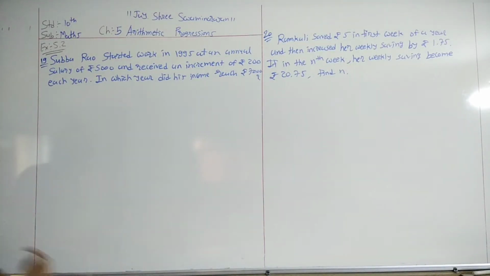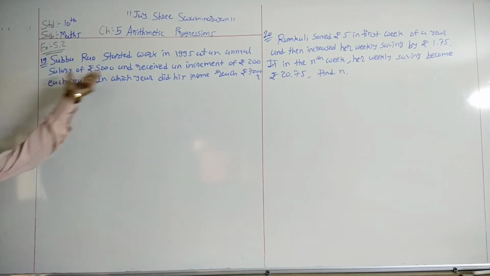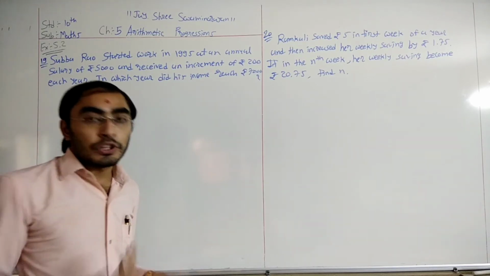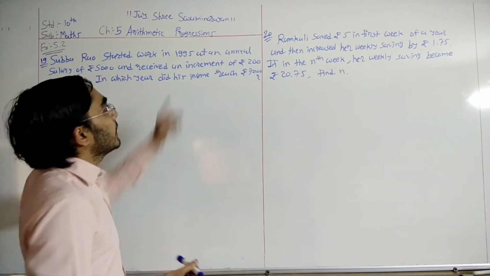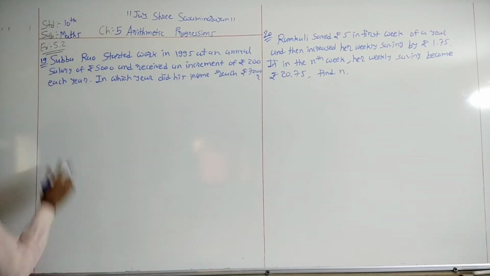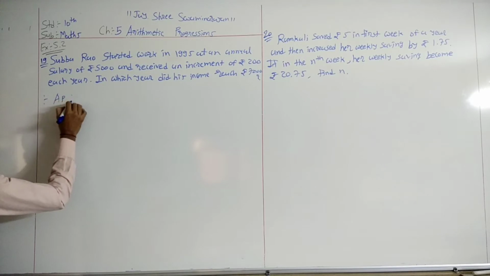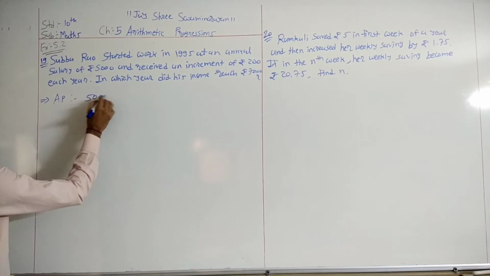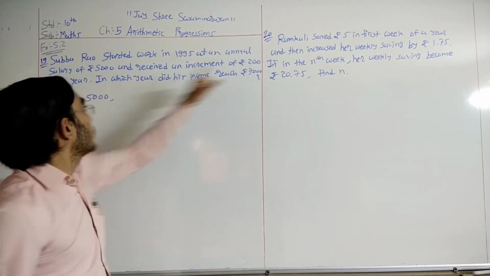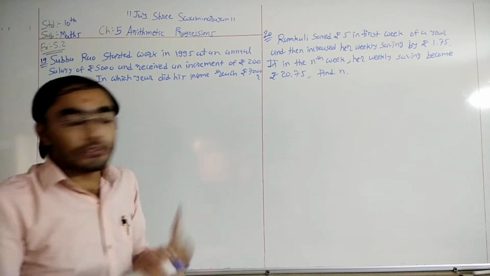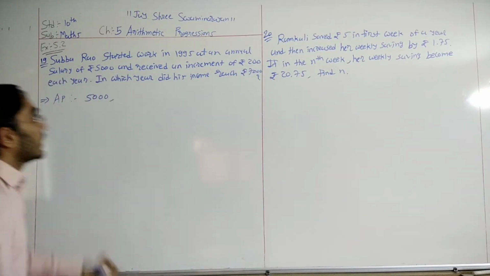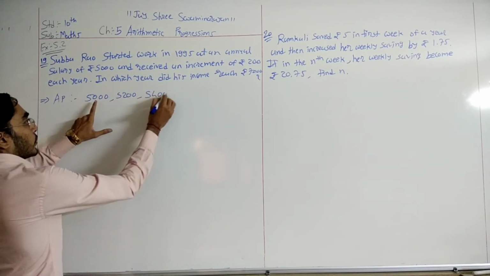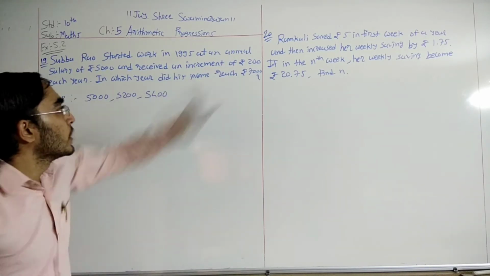Okay, Subbarao started working in 1995 at an annual salary of rupees 5,000. So here every time an increment is added, so this forms one AP. Every time the increment is rupees 200. That's why we can form the AP here. First of all, salary is 5,000, and he received an increment of rupees 200 each year. So each year his salary increases by 200. First year 5,000, next year 5,200, then 5,400. Every year 200 increases.